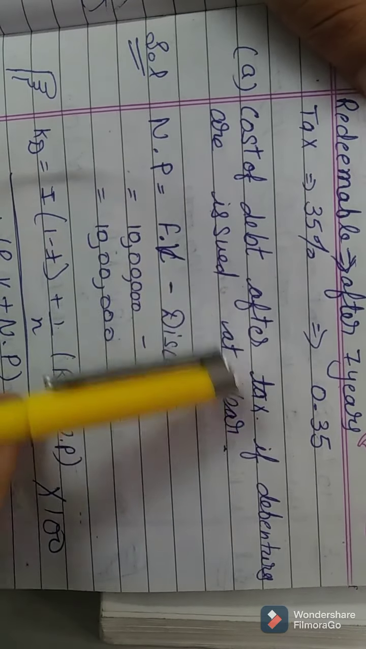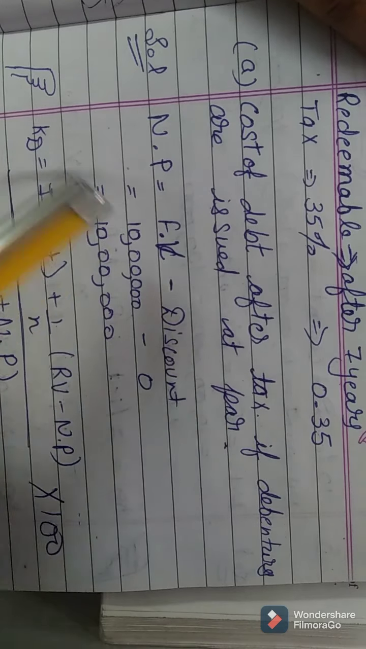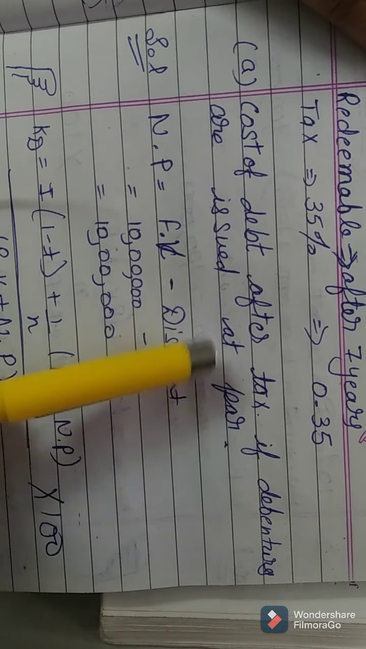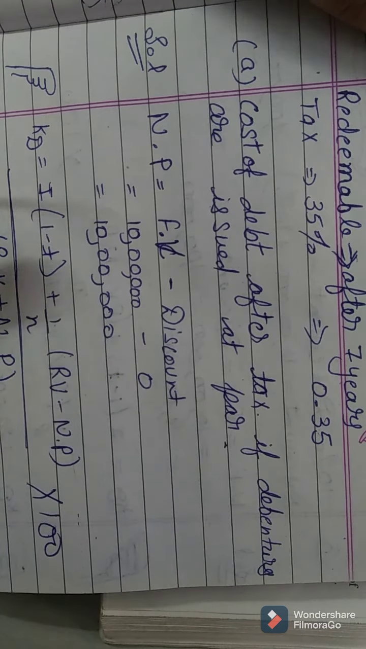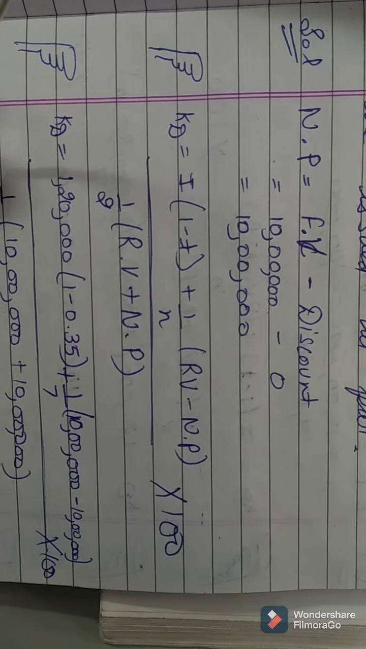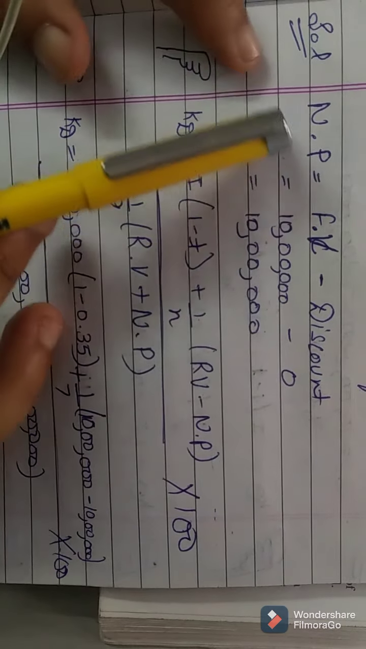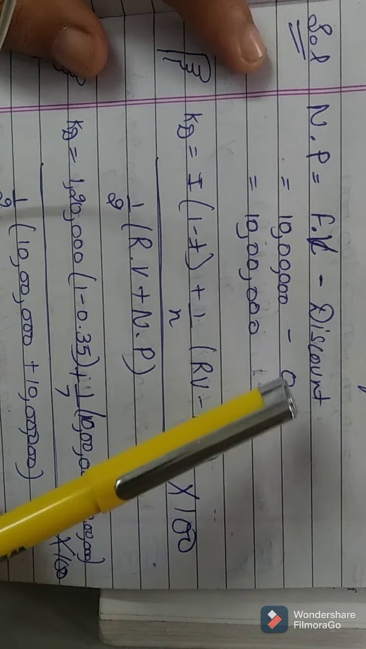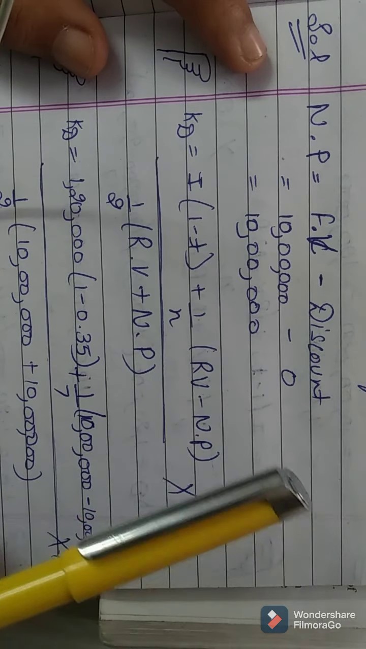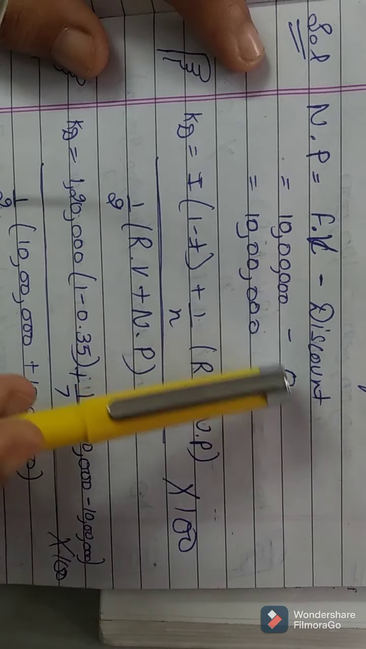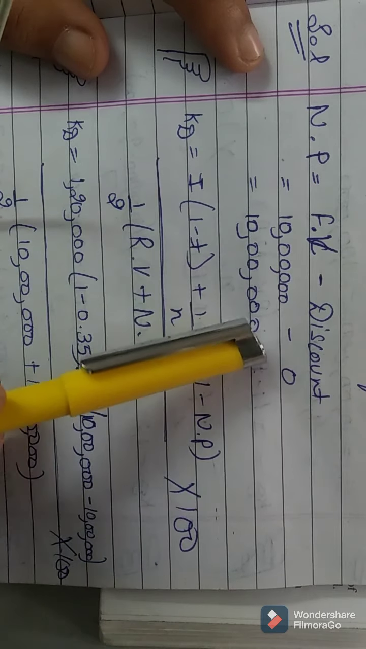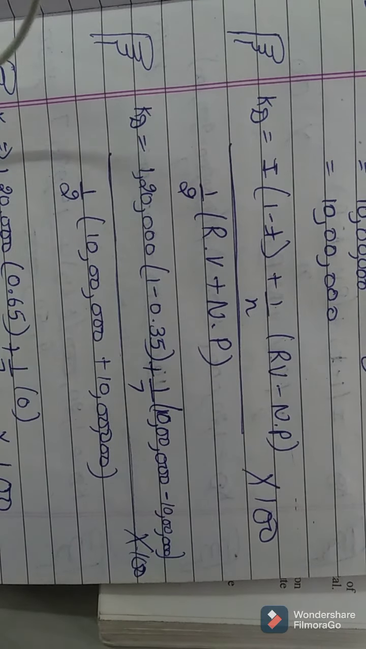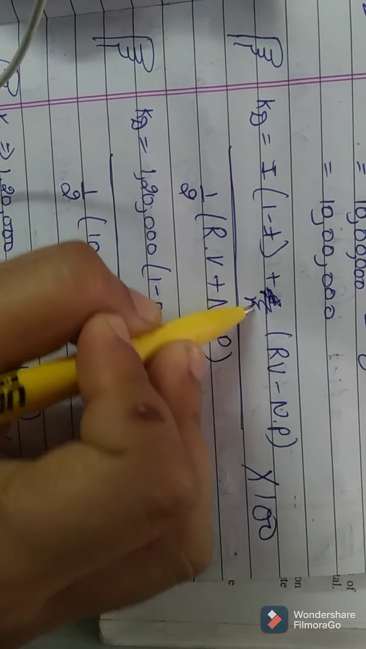Cost of debt after tax, because the information related to tax is available in the question. If the debt is issued at par, it means that it is redeemable at par. Now NP is face value plus premium minus discount. No information related to premium and discount is available in the first part, so we write 0. The NP is the same as the face value, which is 10 lakh. Now we can write the formula. You can also write it like this.